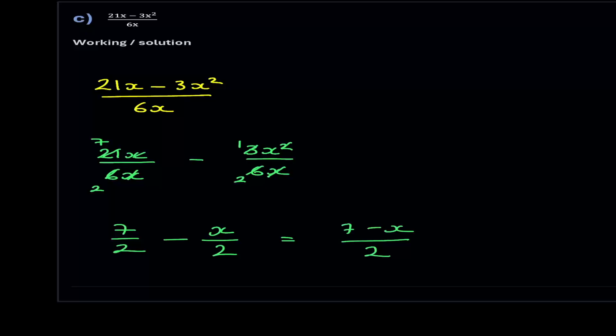Remember, we could have done our factorizing before, so we could have done: 3 is a common factor. x is also a common factor, so 3x we can remove.